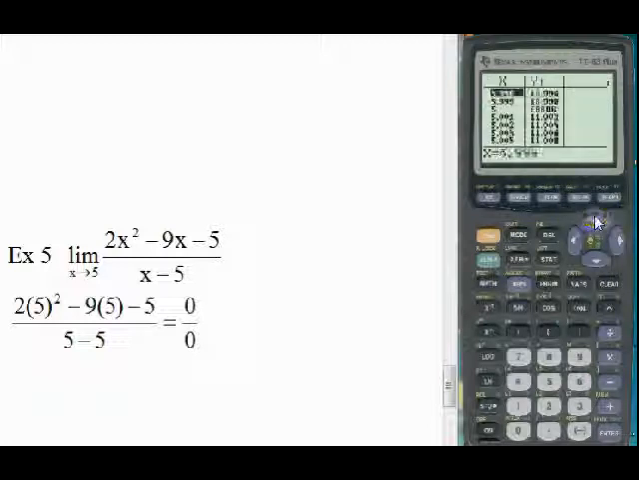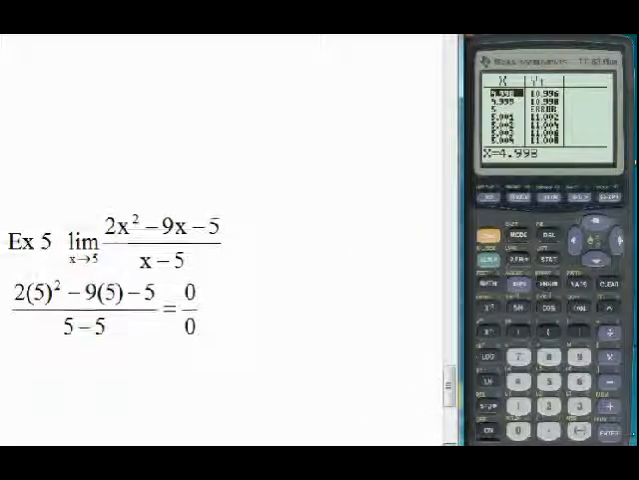Okay, arrow up a bit, and we see that we're approaching, it looks like 11. Both the left hand and right hand is approaching 11.